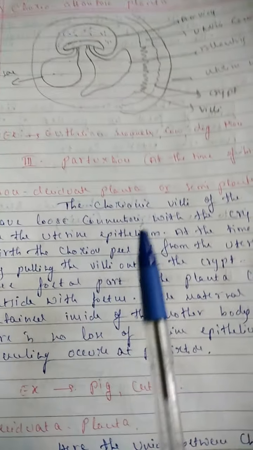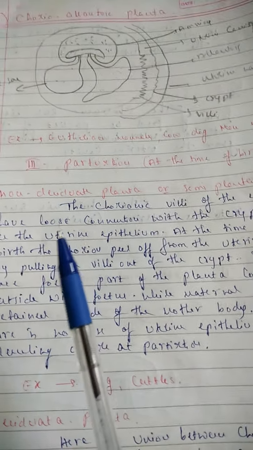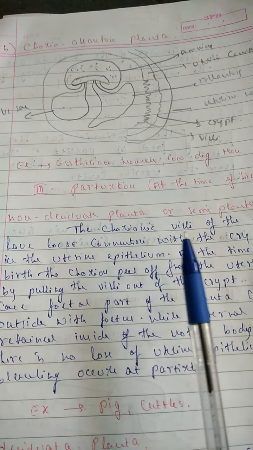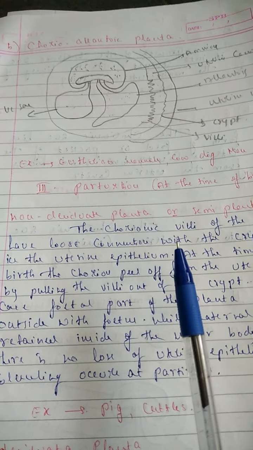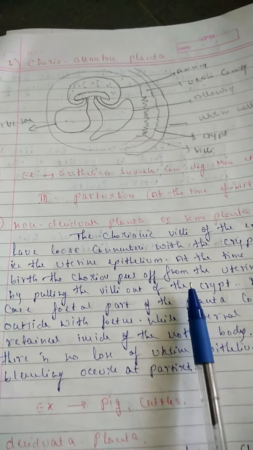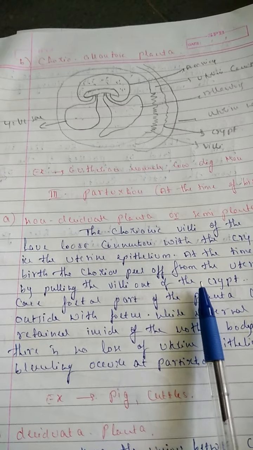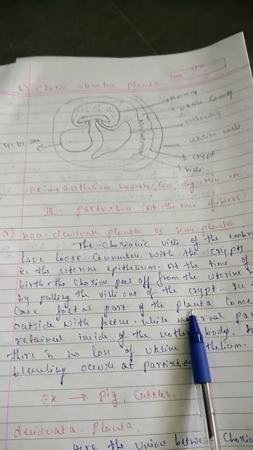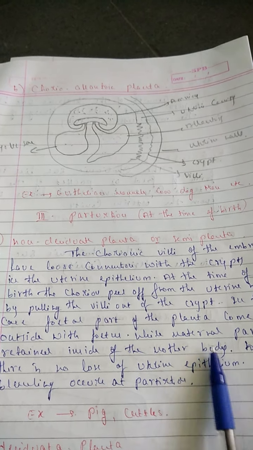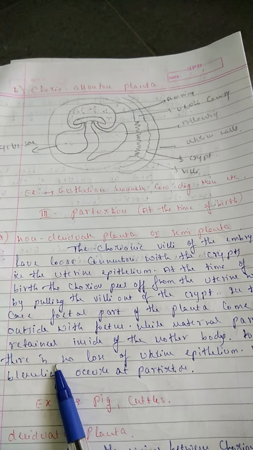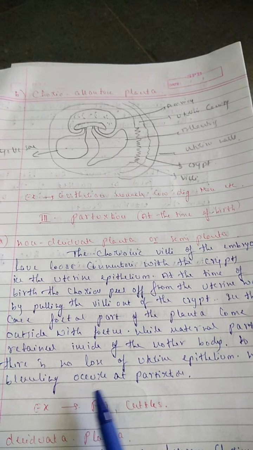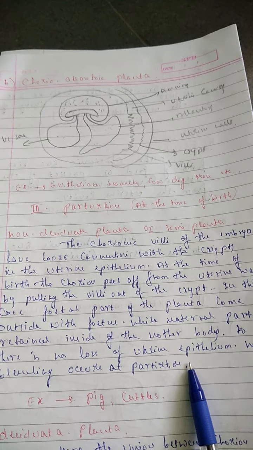Here there is the non-deciduate placenta and the deciduate placenta. The first one is the non-deciduate. What do you mean by non-deciduate placenta? Here the chorionic villi have a loose connection with the uterine epithelium. At the time of birth, the chorionic villi separate from the uterus by pulling the villi out of the crypts. The fetal part of the placenta comes outside with the fetus, while the maternal part is retained inside the mother's body. So there is no loss of uterine epithelium, and no bleeding occurs at the time of delivery, at the time of parturition.